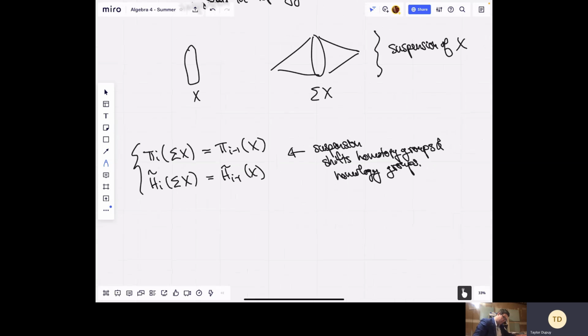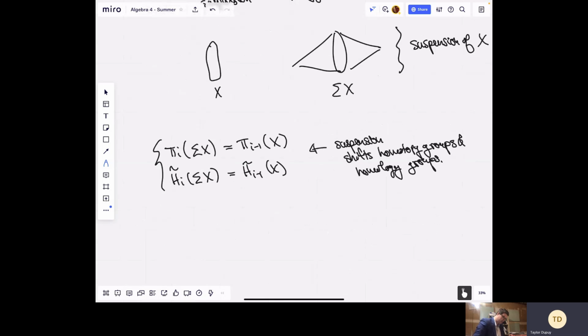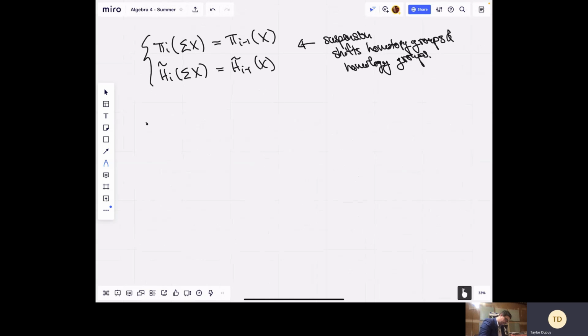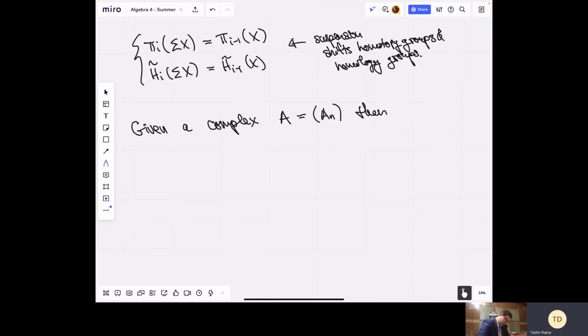Okay, so what is shifting? Given a complex of R modules, A, so A is A_n, then A[r], let's say, is the complex just shifted to the left r times.